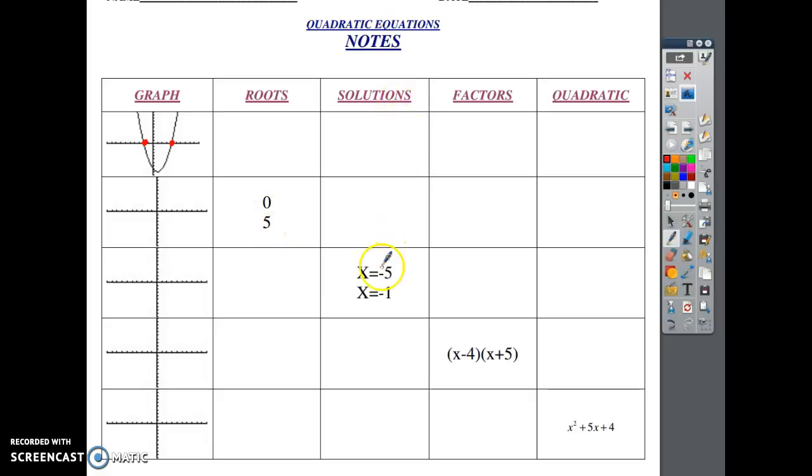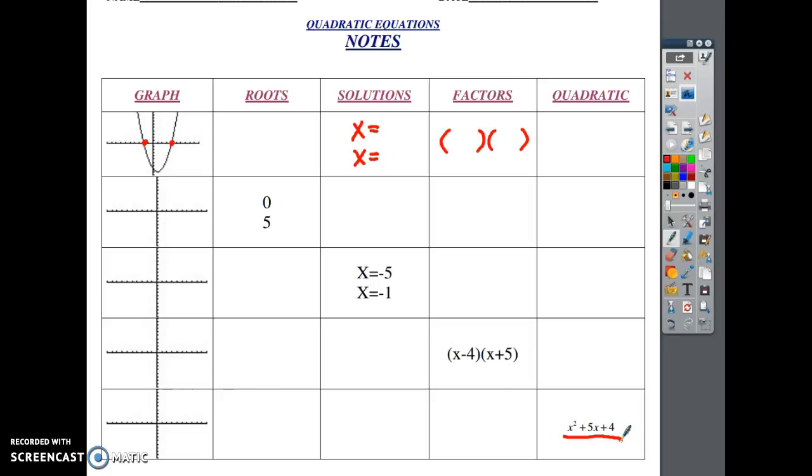Solutions should be written with x equals. So all of these, this one, this one, this one, this one should be x equals. All your factors are going to have parentheses, just like when we found factors before. So factors should look like this. And all of your quadratics should be written in this form, x squared plus 5x plus 4. So I'm going to do a few of these, and then you do the rest of them. You're just kind of filling in blanks.